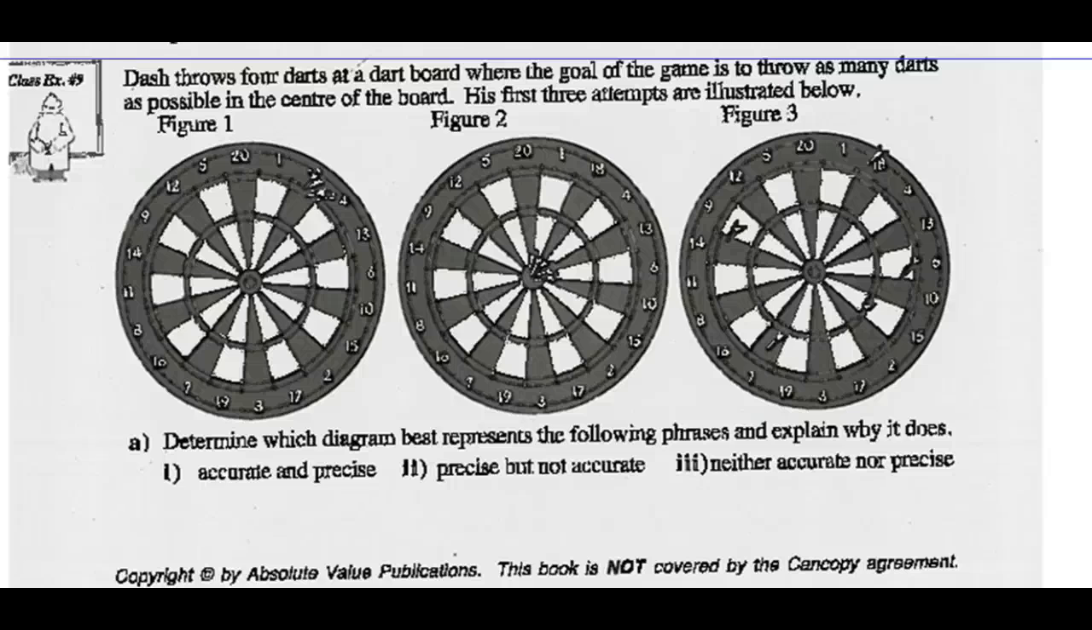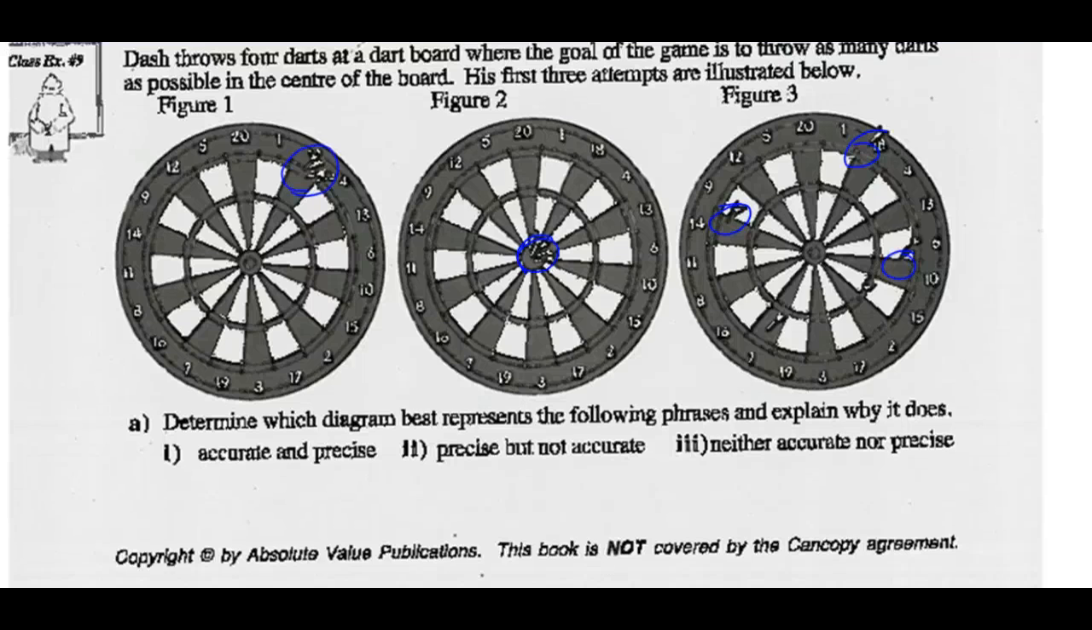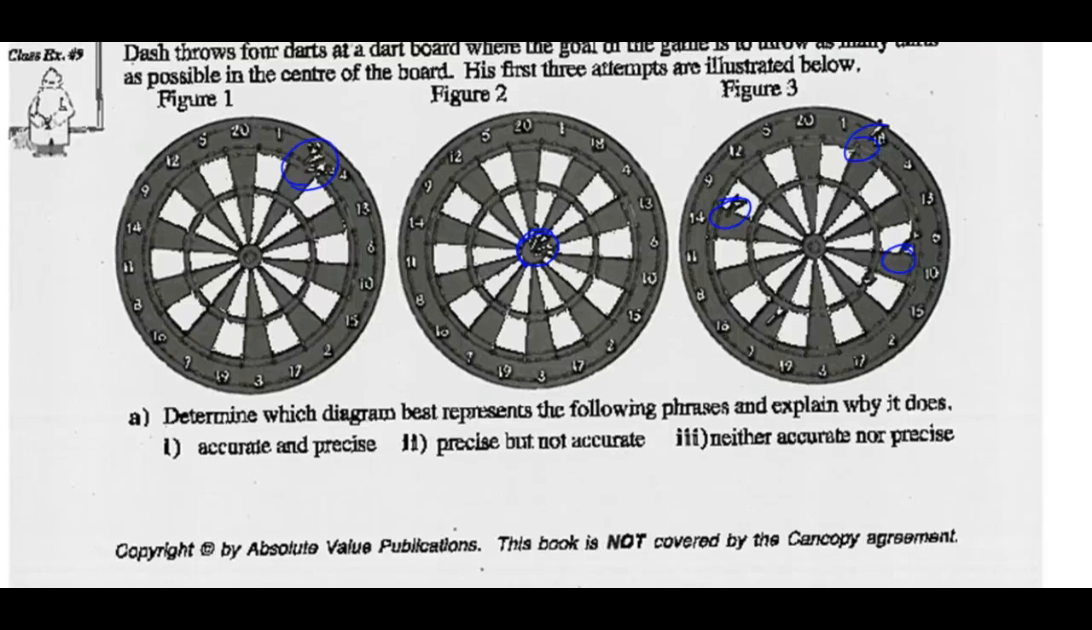Figure 1 has all 3 of the darts right about here. Figure 2 has all 3 of the darts very close to the center. And figure 3 has darts all over the place, 1, 2, 3 darts like that. Determine which diagram best represents the following phrases and explain why. So which of these 3 figures is accurate and precise?